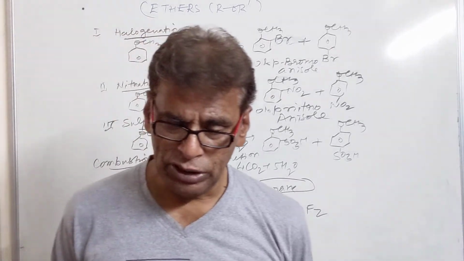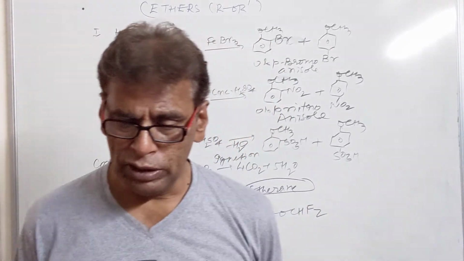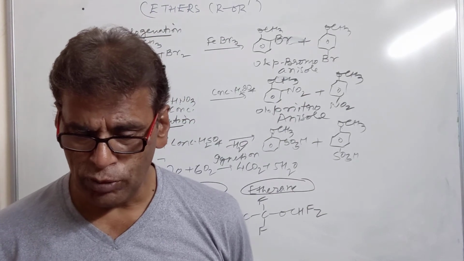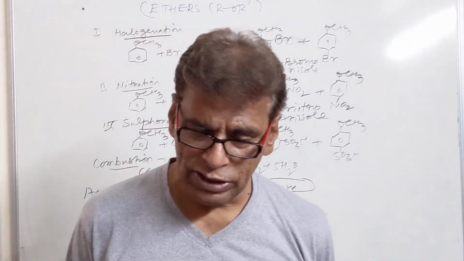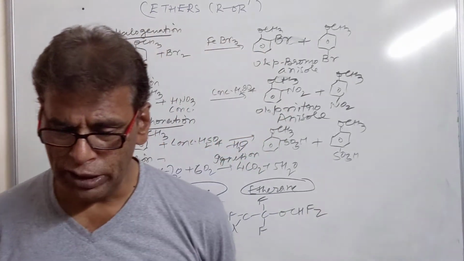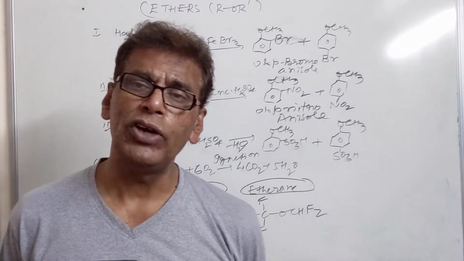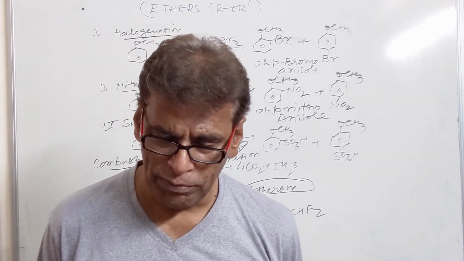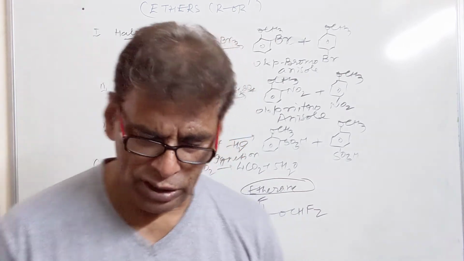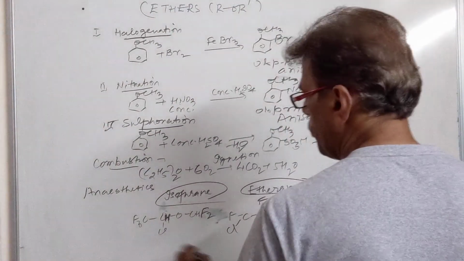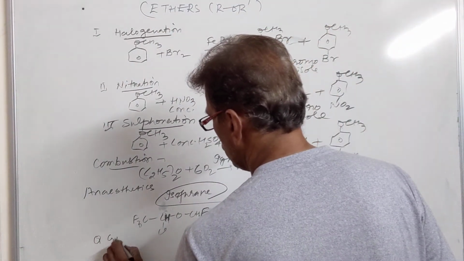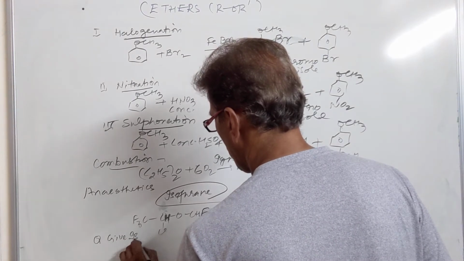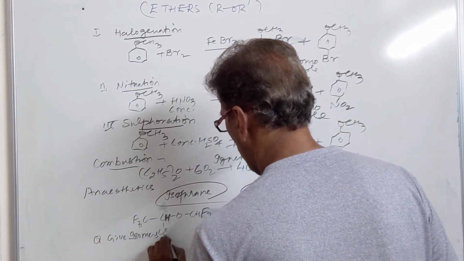Then we have the question, what happens when the functional isomer of dimethyl ether is treated with diazomethane? It will give you methoxyethane as a major product. Then we have the question, give the isomers of formula C7H8O.